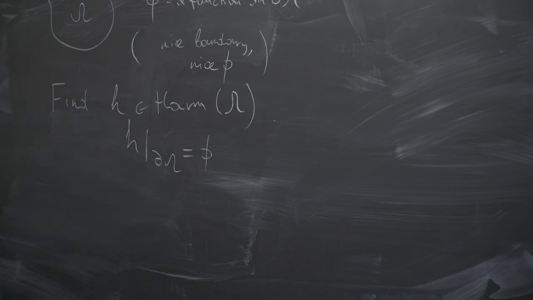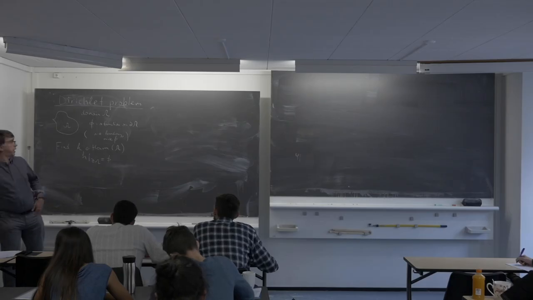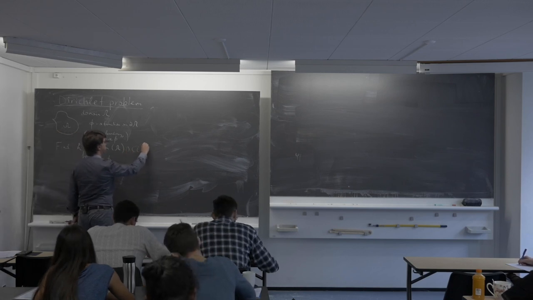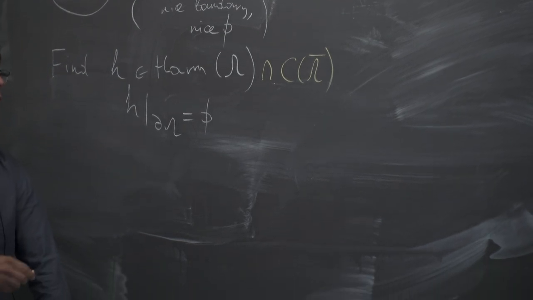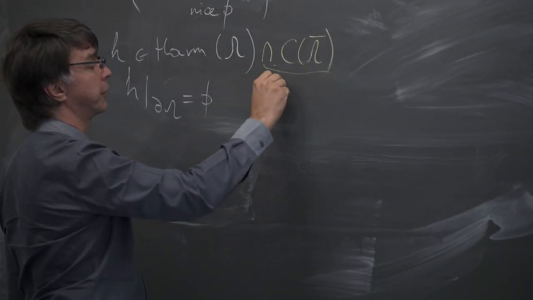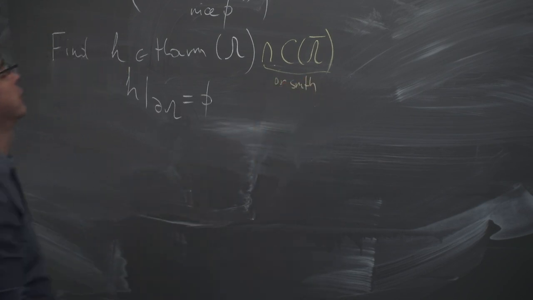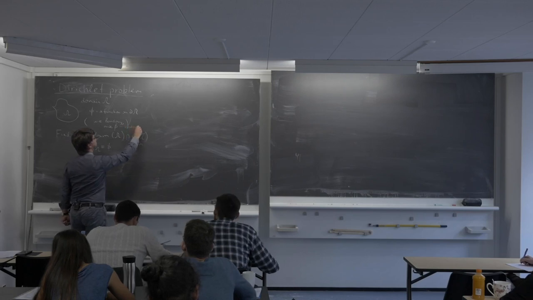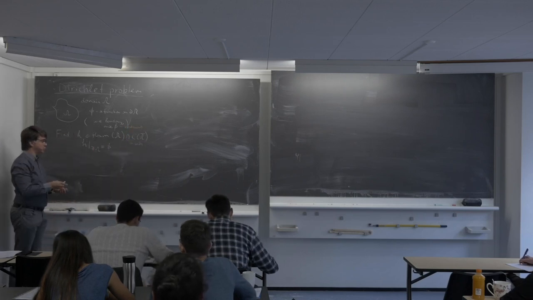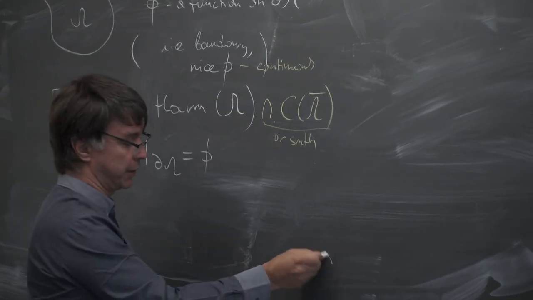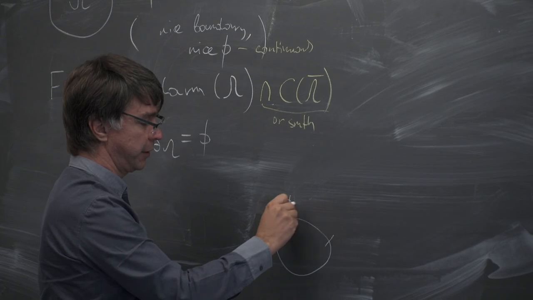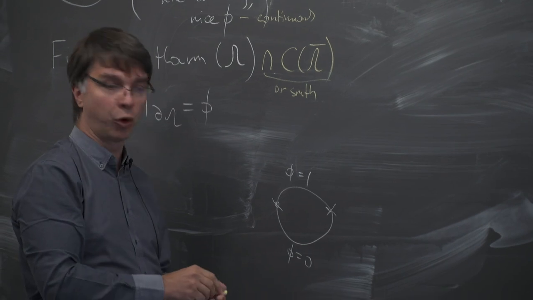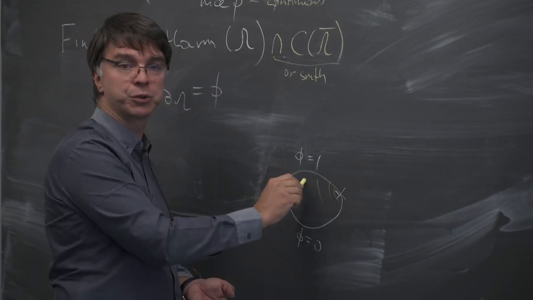For the second one, you probably need to ask that h is harmonic in omega and also, let's say, continuous in the closure of omega. Something like that. For example, that works if phi is continuous. But you can imagine all sorts of things. You can imagine, for example, a domain where you put phi equal to 1 on this arc and phi equal to 0 on this arc, and then it's discontinuous here. And obviously the solution also will be discontinuous at these two points.